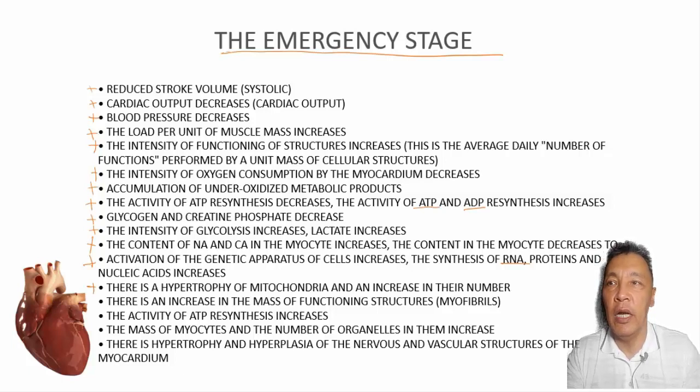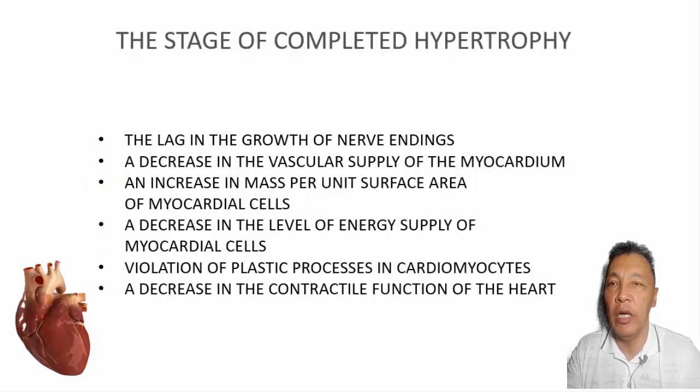There is hypertrophy of mitochondria and an increase in their numbers. There is an increase in the mass of functioning structures, myofibrils. The activity of ATP resistances increases. The mass of myocytes and the number of their organelles increases. There is hypertrophy and hyperplasia of the nervous and vascular structures of the myocardium.